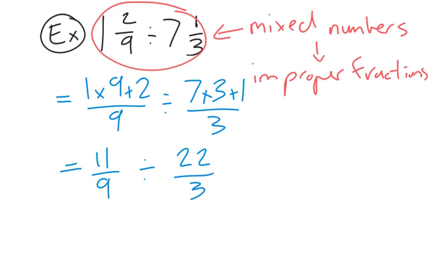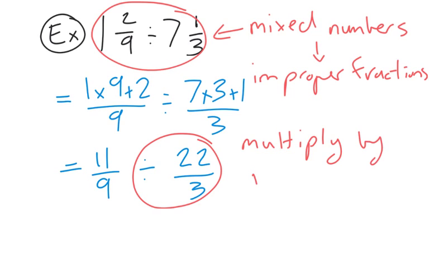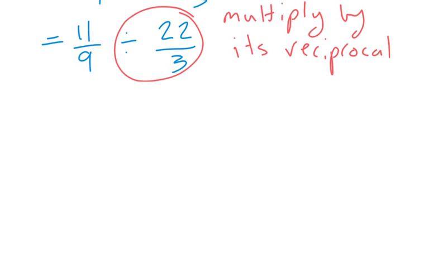At this point, you actually want to multiply by its reciprocal. So let's make some room for ourselves. So the 11 over 9 stays exactly the same. We're going to change the division sign into a multiplication sign, and then we're going to write the reciprocal of 22 over 3, which is 3 over 22.